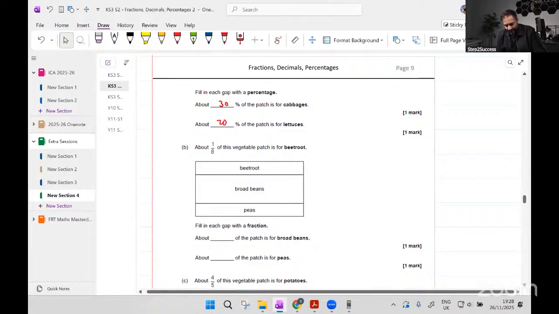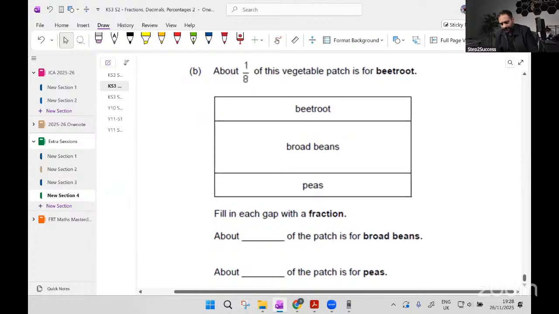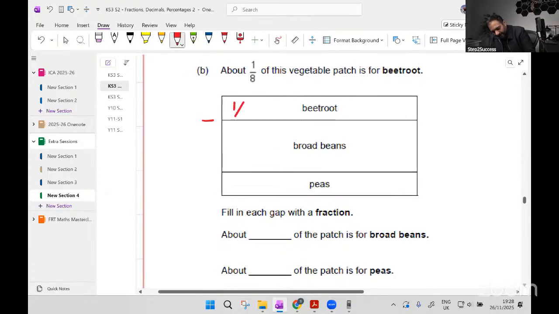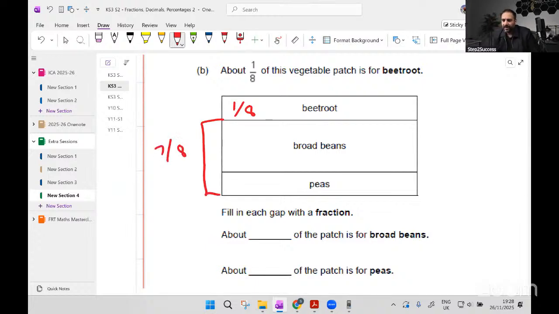About 1/8 is for beetroot, okay? Fill in each gap for this fraction. So they've told you this is 1/8, okay? That means all of this is 7/8, right? And so the question is... I mean, personally, what I would do is just go, well, that looks virtually the same as this in terms of size, right? So peas, I'd do 1/8, and then that leaves 6/8 for broad beans.